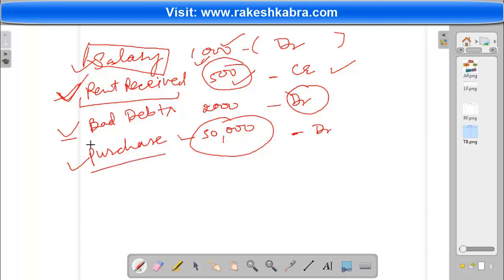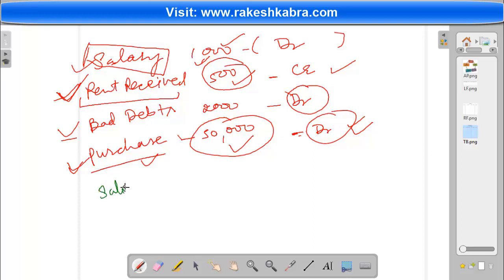Purchase is a real account. Purchase represents goods, and goods is a real account. When we purchase goods, are goods coming in the business or going from the business? Purchase means goods are coming in, and real account says debit what comes in. So what is the conclusion? That purchase account showing balance 50,000 is a debit balance.